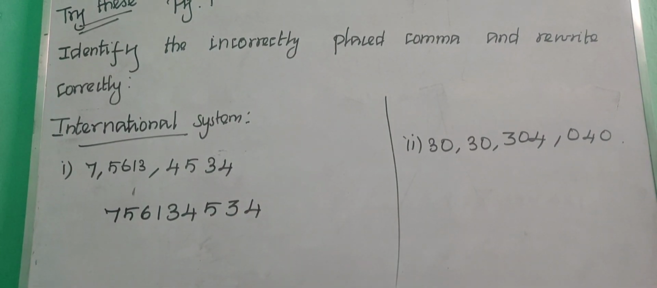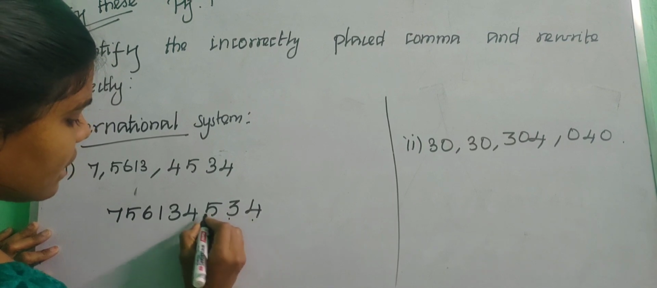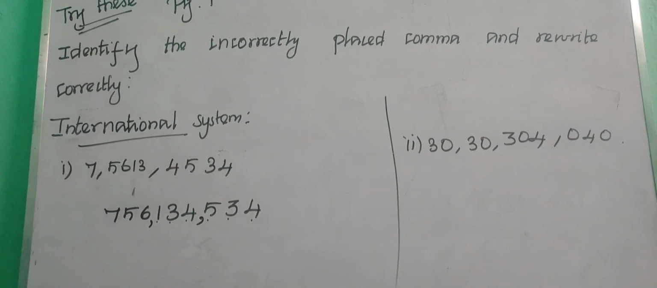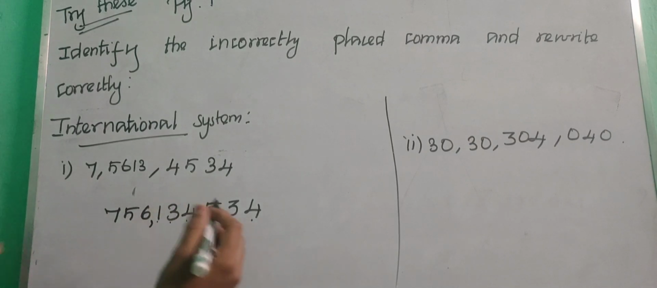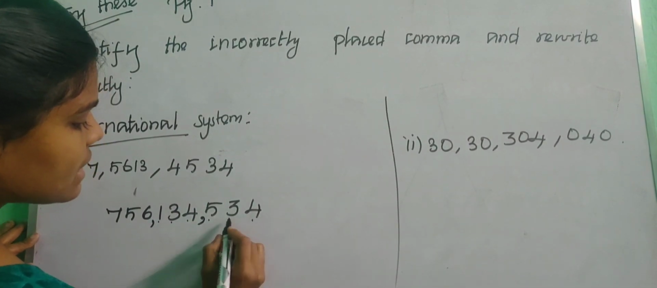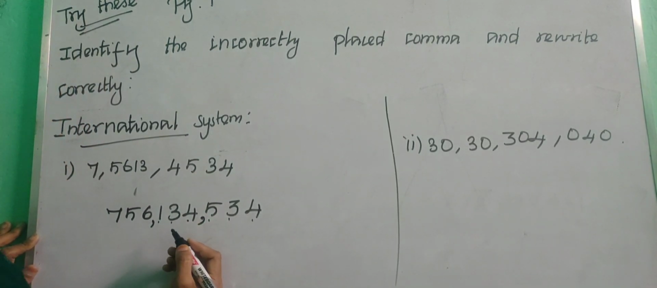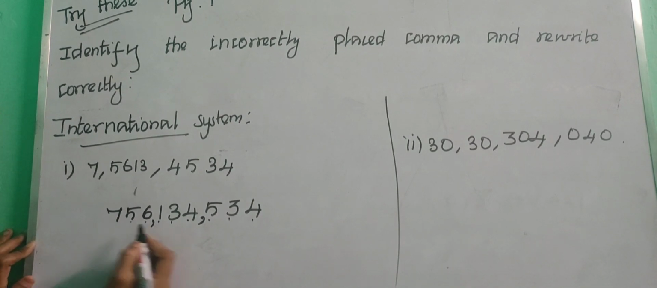So what we need to do? For the international number system, we need to count 3 from the right and insert a comma, and again count 3 and insert a comma. So 1, 2, and 3, insert comma. 1, 2, 3, then comma. Again we are having 1, 2, and 3. So how will you say the number name for this numeral? Let us say the place values. Here it is ones, tens, hundreds, thousand, 10,000, 100,000, and then million, 10 million, and 100 million.